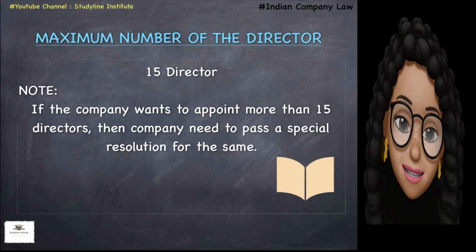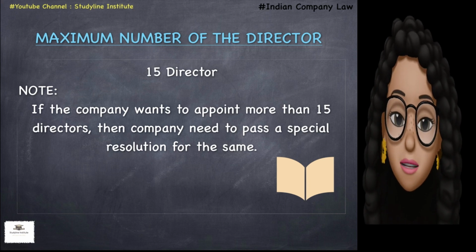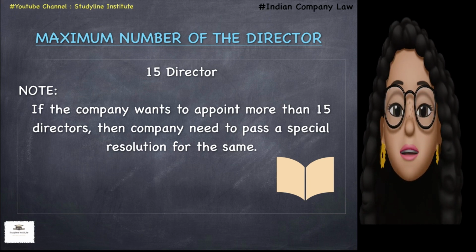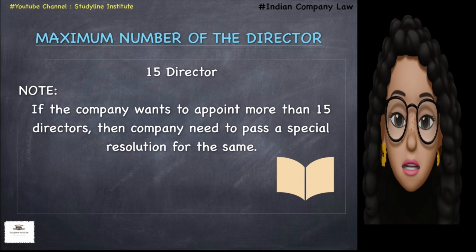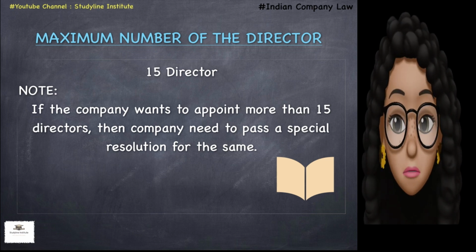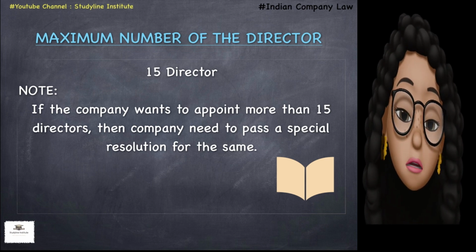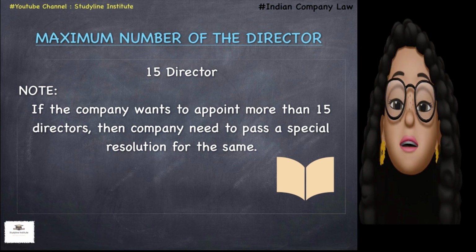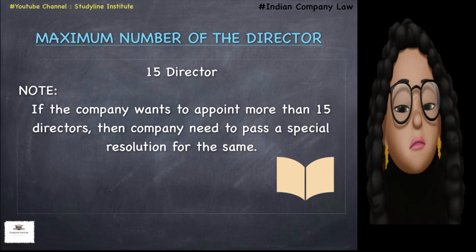As for the maximum limit, there is one limit for all the types of company, that is 15 directors. A company can have 15 directors maximum. What if the company wants more? Then yes, the company can do that with a special resolution.